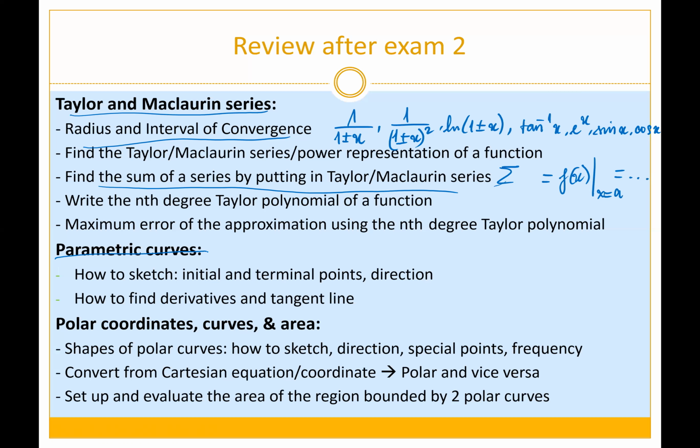Then parametric curves that we cover: how to sketch them, find the initial and terminal points, the direction, the basics of parametric curves, and also how to apply it. So the most basic thing of any kind of functions that we're going to learn is to find the derivative and also the tangent line. Then lastly, we have polar coordinates, curves, and area. So this one introduces us to a new coordinate system, which we're going to continue learning if you guys proceed to 230 and 231. Where we're going to learn about the shape of polar curves, how to sketch, directions, special points, and frequency.